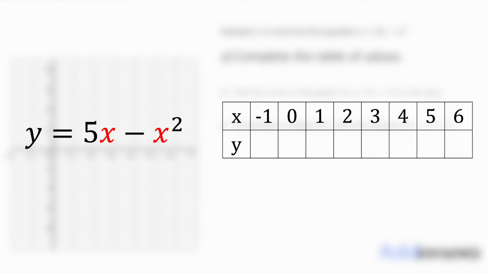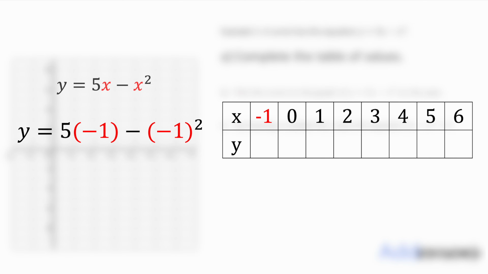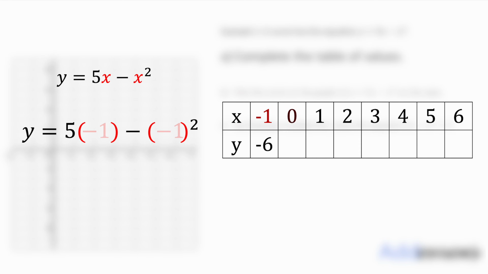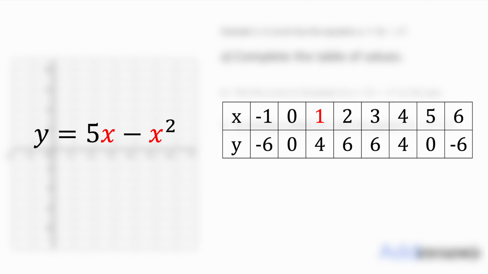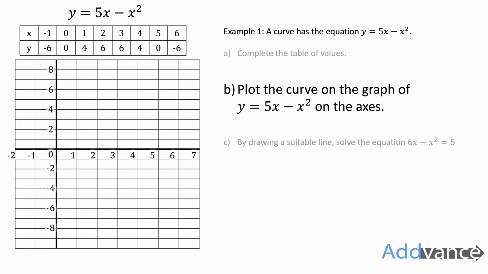So here I've got y equals 5x minus x squared. I'm going to put x equals minus 1 in first. I'm going to work this out. You can use a calculator if you want to. And you get minus 6. Now you're going to substitute in 0. 5 times 0 minus 0 squared is 0. 5 times 1 minus 1 squared is 4. And we keep substituting these numbers in like this until we get a full table of values. This is how we do a table of values for part A.